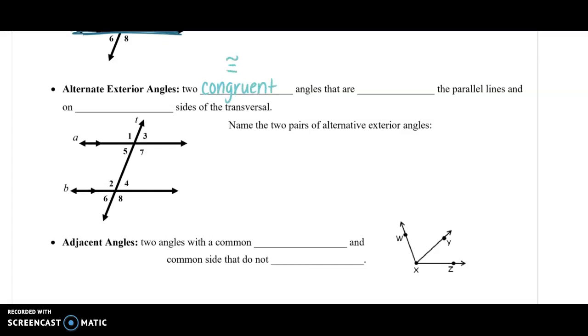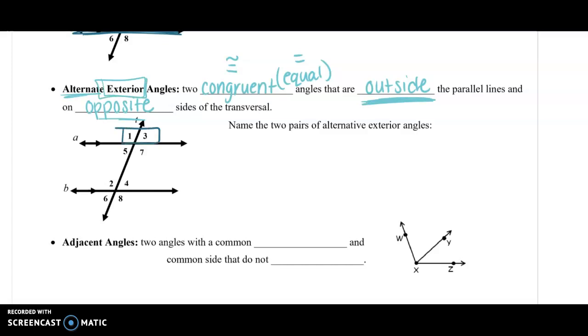Okay, congruent is this symbol. You could also say equal, which is obviously just an equal sign. But now they are outside the parallel lines on opposite sides of the transversal. Okay, so again, alternate still means opposite, but exterior, now we're talking about outside.